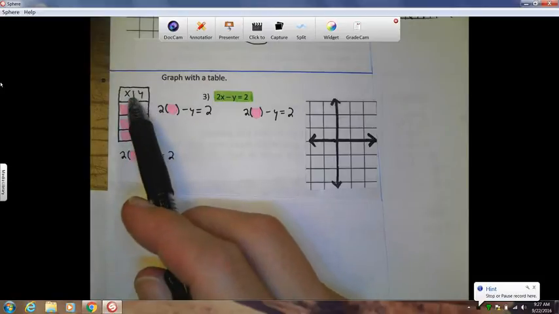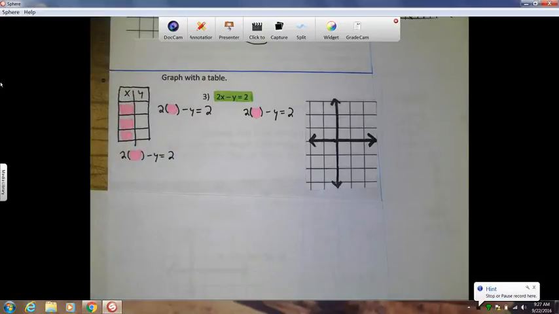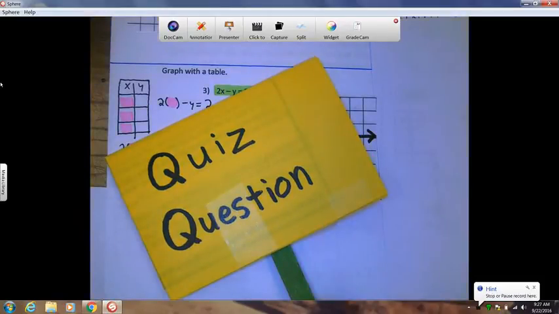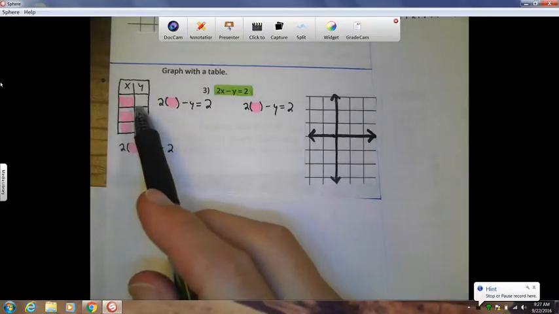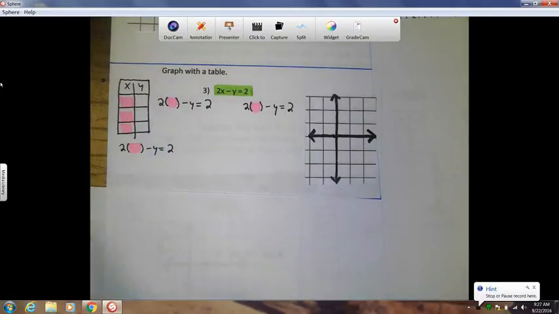And this is something you need to remember. So I'm going to make this a quiz question. Choose 3 values for x. You can choose any values that you want. It does not matter. But I would choose ones that are easy to work with.